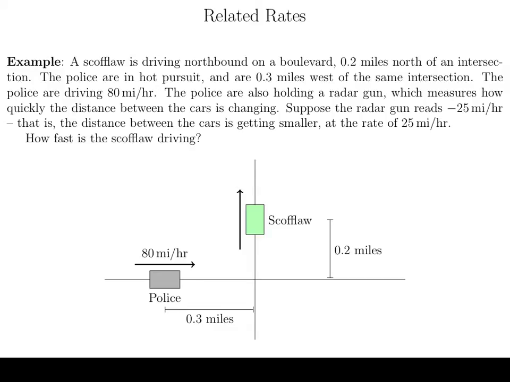Now the police are driving 80 miles an hour. The police are also holding a radar gun, and what it measures is how quickly the distance between the cars is changing. Basically there's a line of sight between the police and the car they're pursuing, and they can measure how fast that distance is changing. The radar gun is reading negative 25 miles per hour, so the distance between the cars is getting smaller at the rate of 25 miles per hour. We want to know how fast the scofflaw is driving.